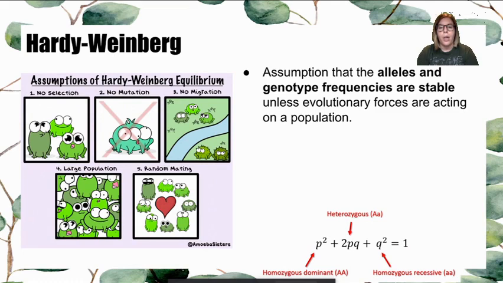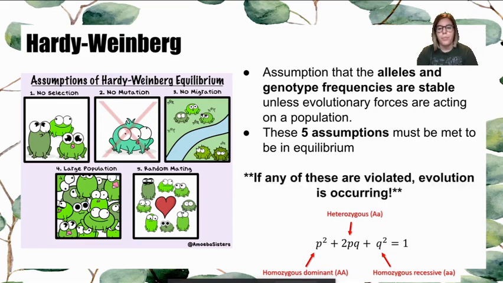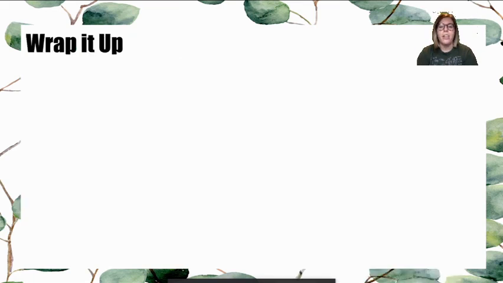So remember, Hardy-Weinberg assumes that the allele and genotype frequencies are stable unless evolutionary forces are acting on that specific population. So there are those 5 assumptions that must be met in order for a population to be in equilibrium. That was no natural selection, no mutations occurring, no migration, so no immigration, moving in, or emigration, moving out, it has to have a large population, and there needs to be random mating occurring. If any of these are getting violated, then evolution is occurring in that population.